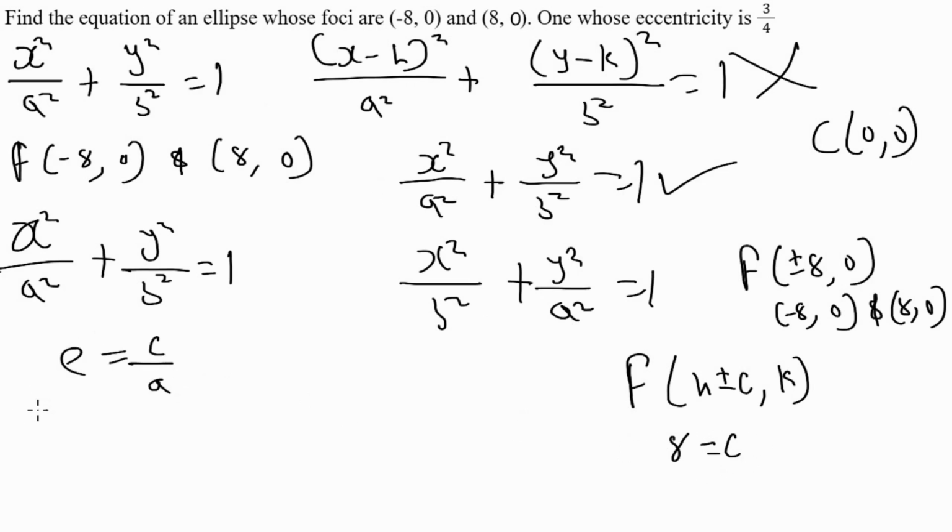What was it called? E is what? 3 over 4. According to the problem, listen. C is 8. A is what we are looking for. Upon cross multiplying, we have 3A to be 4 times 8. That's 32. We divide this by 3. And the value of A will be equal to 32 over 3. Okay, A will be 32 over 3.